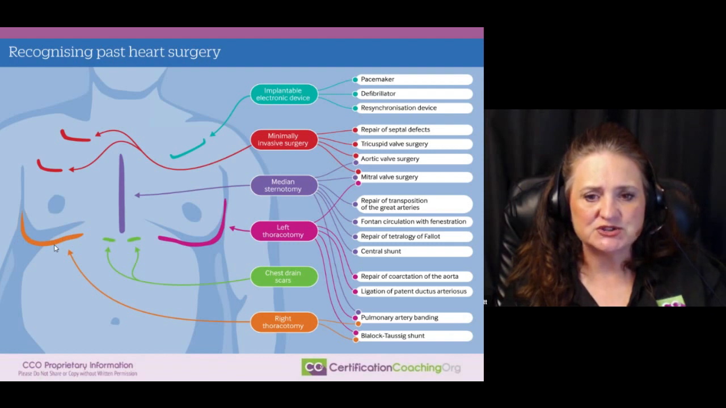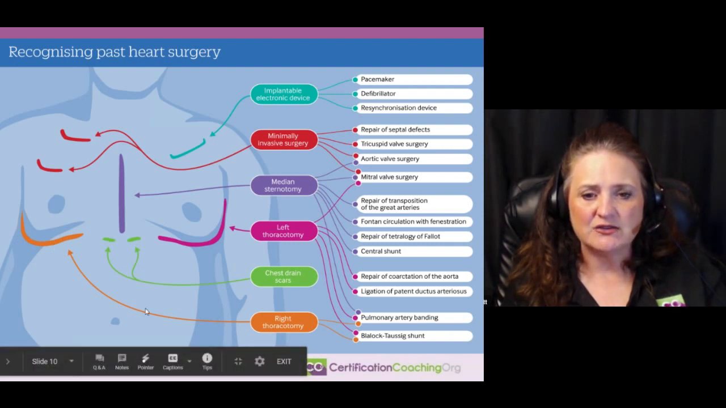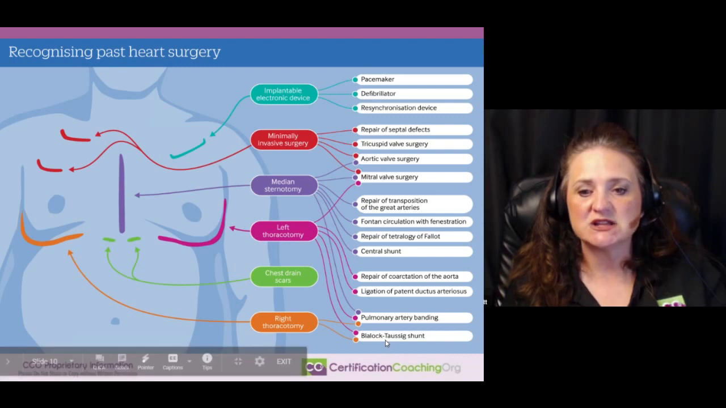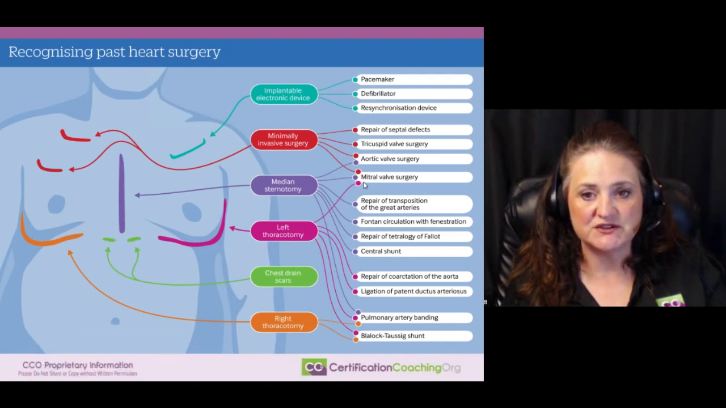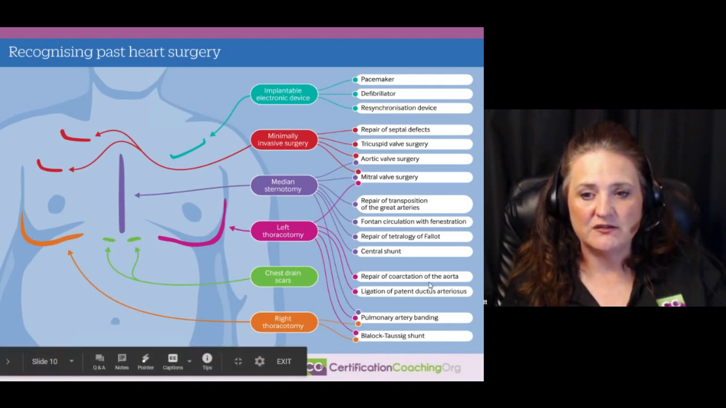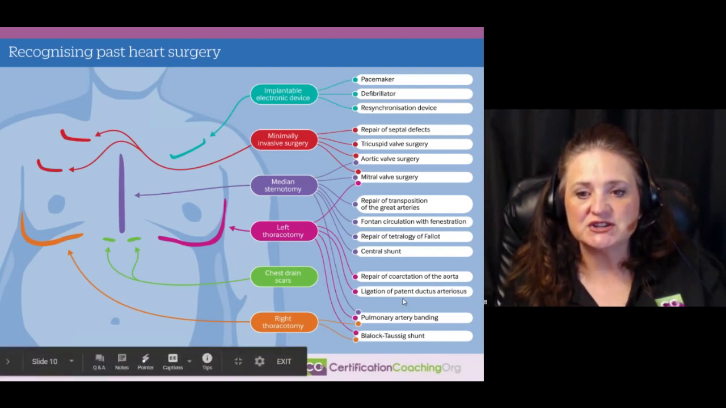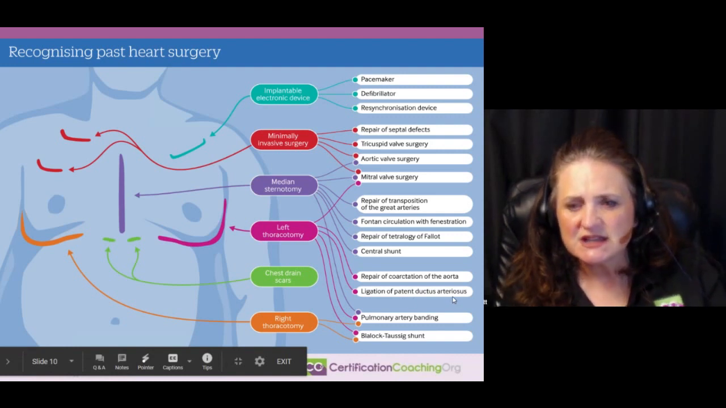Let's go over here to this orange, right thoracotomy. That's a massive scar. So that's pulmonary artery banding, or Blalock-Taussig shunt. And also you have a left thoracotomy. Now, more things here. They can sometimes do mitral valve surgery for that, repair of the aorta, ligation of a patent ductus arteriosus, and then the pulmonary banding and everything.